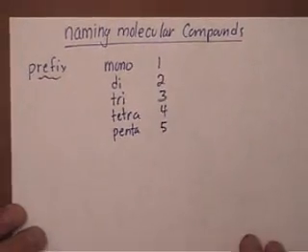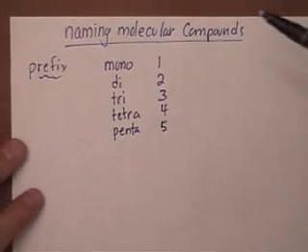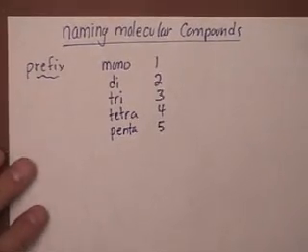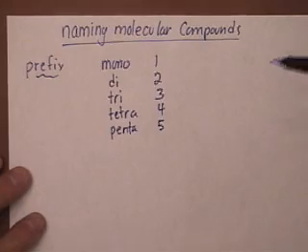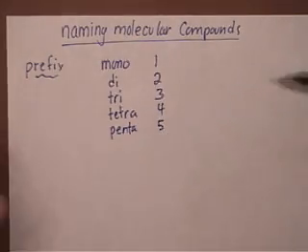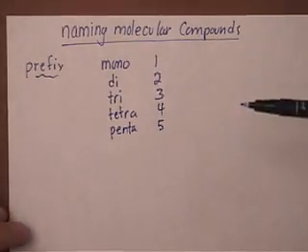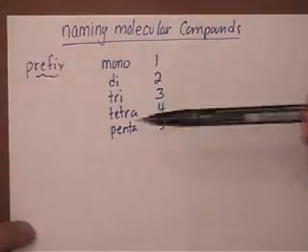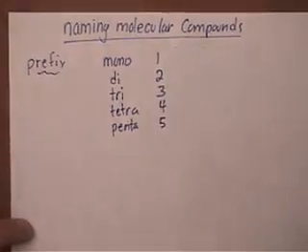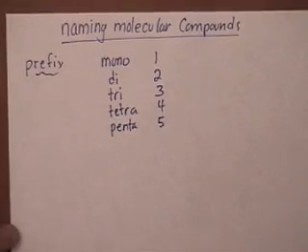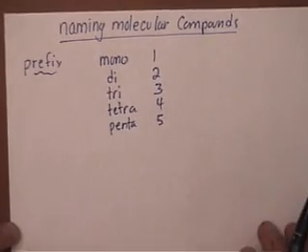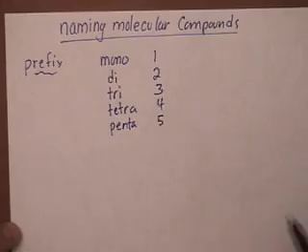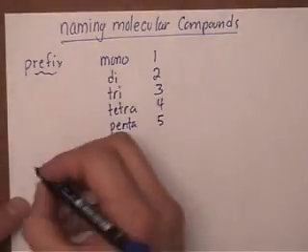Our rules are going to be the same as before, so I'm not going to restate them or rewrite them down. You write the name of the metal, you write the name of the nonmetal with "ide" at the end, and you have to throw the prefixes on based on what your ionic number was, or your subscript.